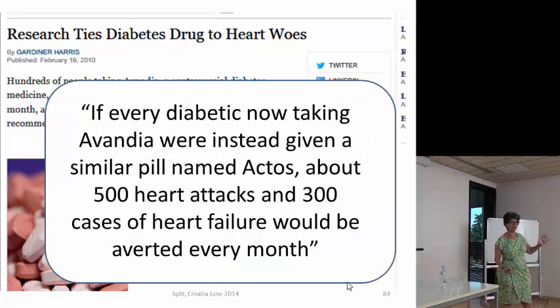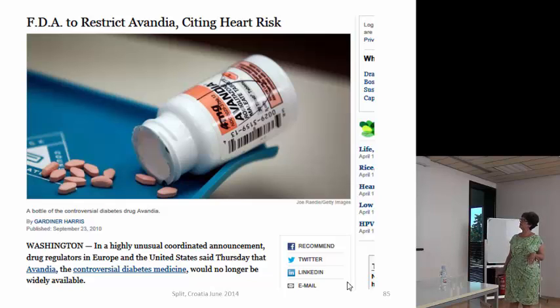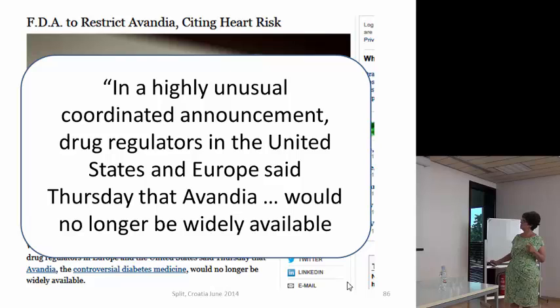This phrasing, this framing: if every diabetic now taking Avandia were given this pill named Actos, about 500 heart attacks and 300 cases of heart failure per month would be averted. Based on these reports, the FDA actually restricted its use because of their concern about heart attack risk. You have to get special permission from your doctor to be able to use it.